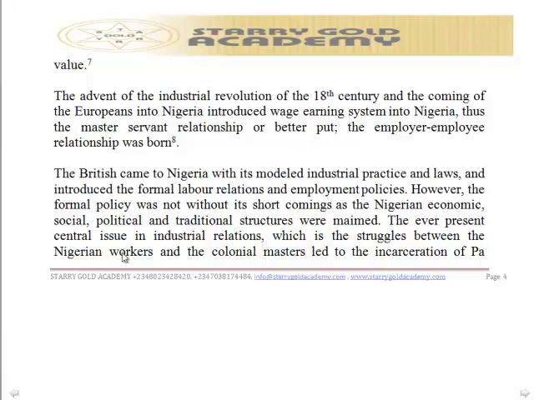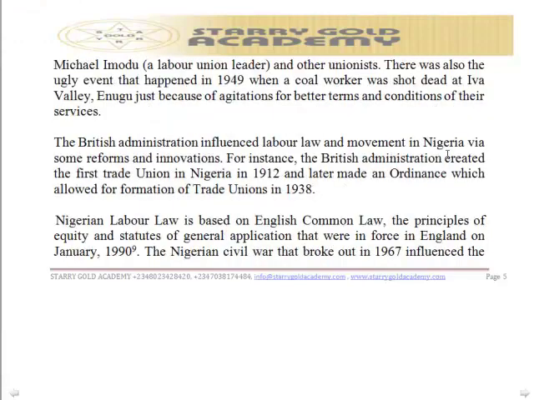The ever-present central issue in industrial relations, which is the struggle between the Nigerian worker and the colonial master, led to the incarceration of Michael Imoudu, labor union leader, and other unionists. There was also the ugly event that happened in 1949 when coal workers were shot dead at Iva Valley, Enugu, just because of agitation for better terms and conditions for their services.